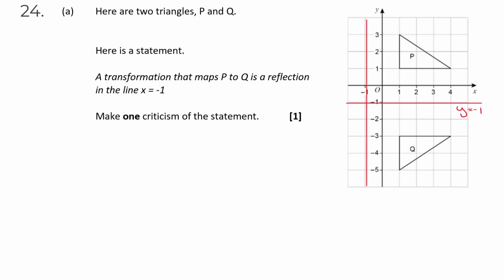Okay, so my criticism here is that he's written the wrong value of the equation down. So I'm going to write down: equation of mirror line should be y is equal to -1.